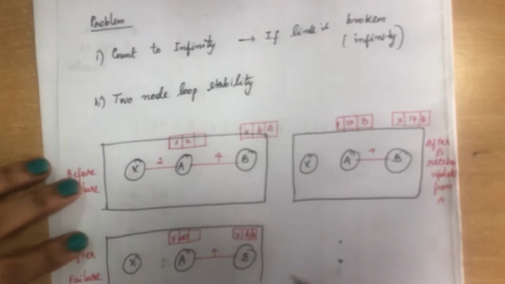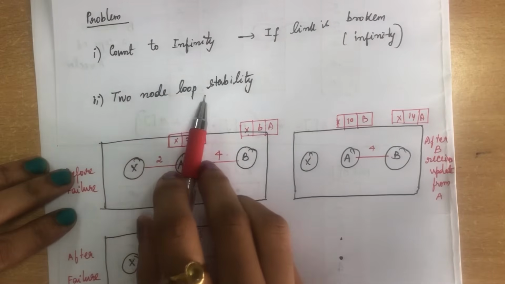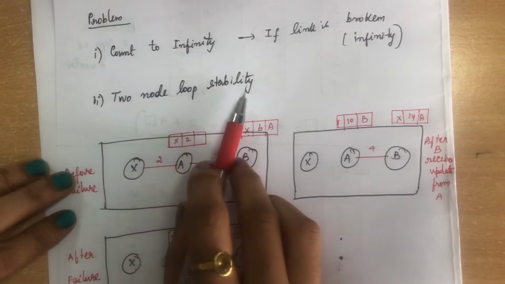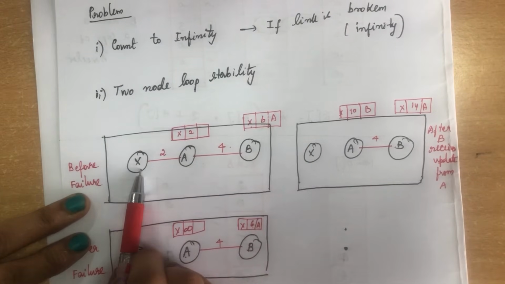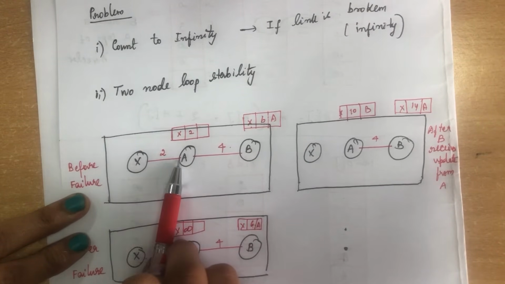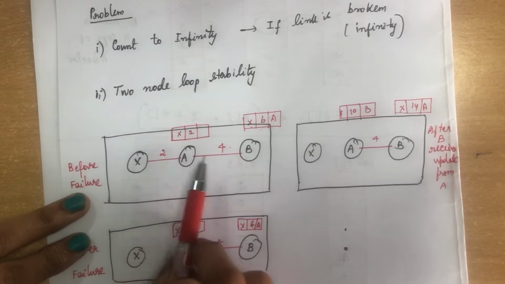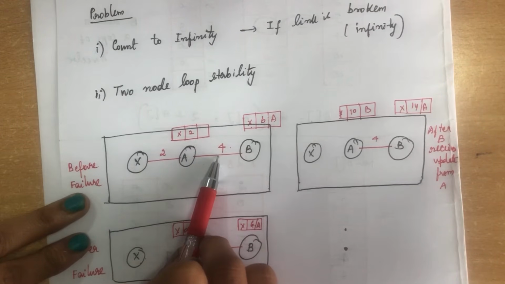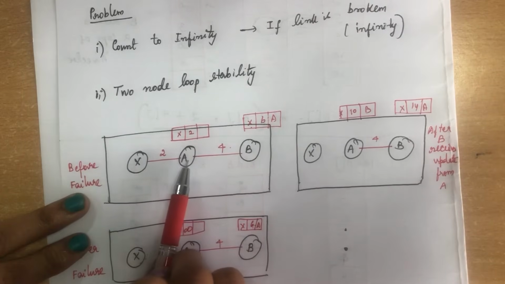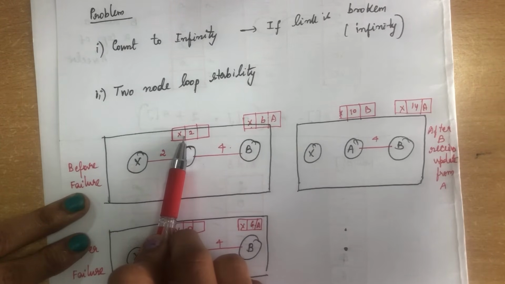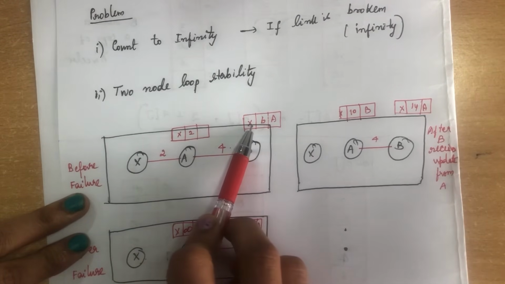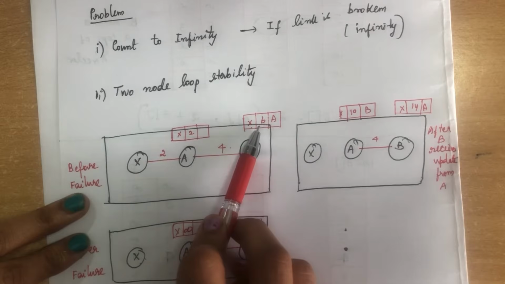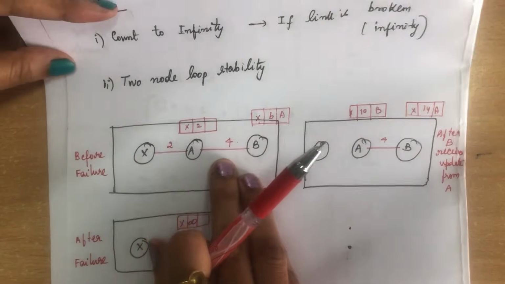The next problem in distance vector routing is two node loop stability. What I mean by this is, here you have three nodes connected: x to a, with a distance cost of 2, and from a to b the cost is 4. So a maintains a forwarding table where the distance to reach x is 2. In b, the distance to reach x is 4 plus 2, that is 6, through a. This is before failure.